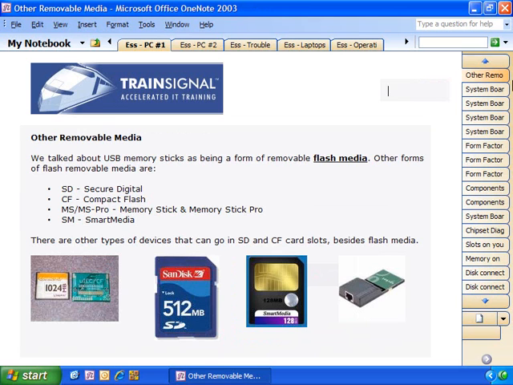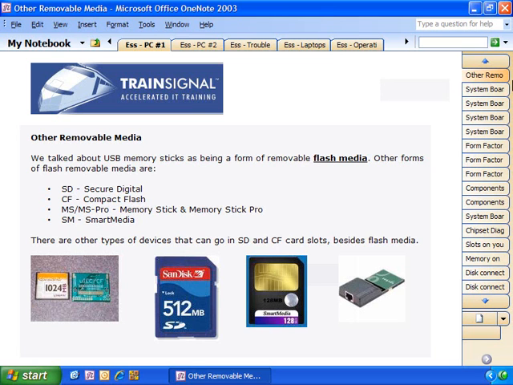All right, now let's talk about some forms of other removable media. So we've been talking a lot about removable media. We talked about USB memory sticks as being a form of removable flash media. Now some other forms of removable flash media that are in different form factors are SD or secure digital, CF, compact flash, MS or MS Pro, which is memory stick or memory stick pro, and then SM, smart media.